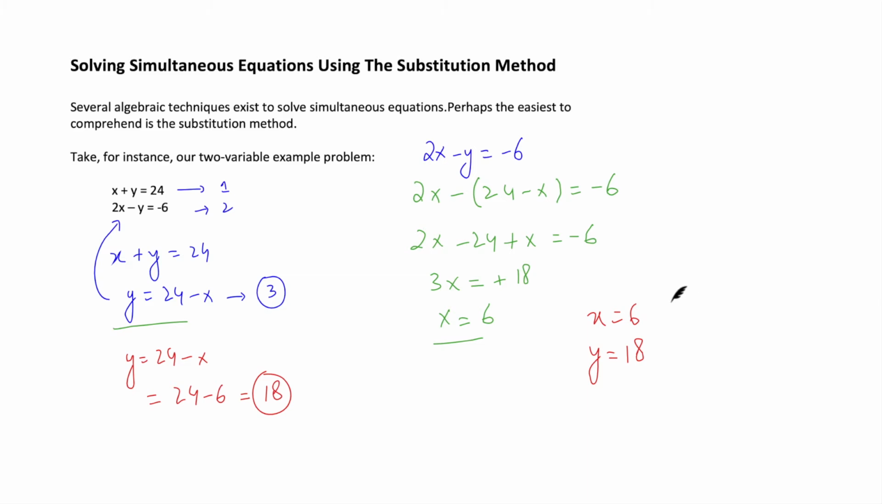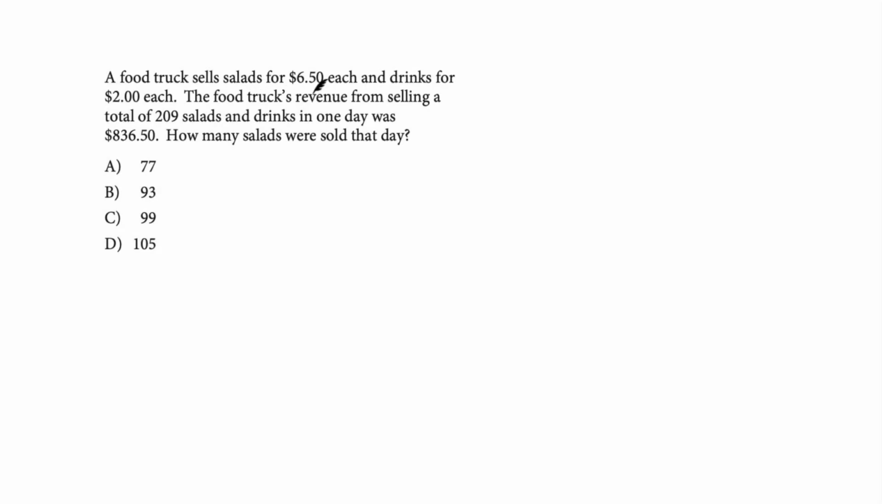Now let's have a look at our classic past paper problems. A food truck sells salads for $6.5 each and drinks for $2 each. The food truck's revenue from selling a total of 209 salads and drinks in one day was $836.5. How many salads were sold that day?